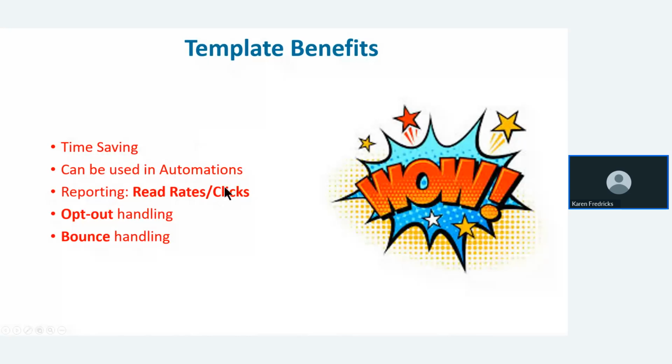So some of our template benefits are they're time saving. They can be used in automations. A lot of you want to use automations. If you want automations, it's not going to go through your Outlook email. It's got to go through Zoho email. We get reporting, we get read rates, we get clicks. Did the person, not did they receive the email, did it get sent, but did they actually open it? Did they click? It also handles opt out and bounces, which is really important if you're going to start getting into mass emailing.